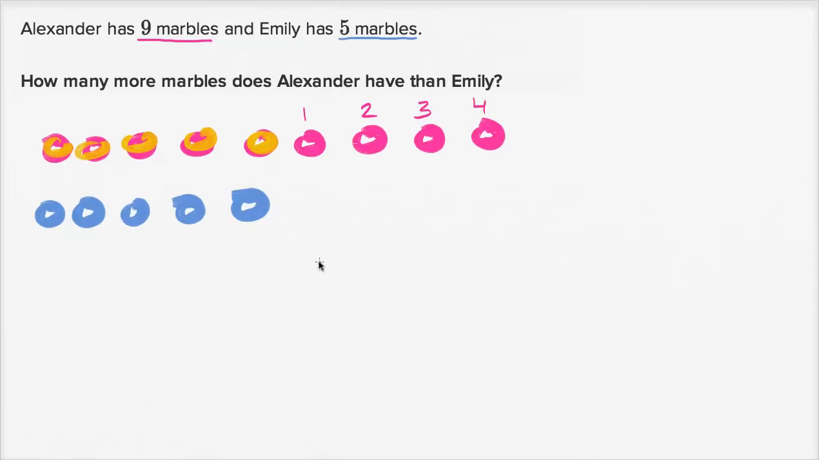Now, what's another way that we could have thought about it? Well, Alexander has 9 marbles. And if you were to subtract the number of marbles Emily has, that's how much more marbles Alexander has. That's how much more 9 is than 5. So you could have said 9 minus 5 is equal to the 4 marbles. That's how much more marbles Alexander has than Emily. Let's do another one of these.